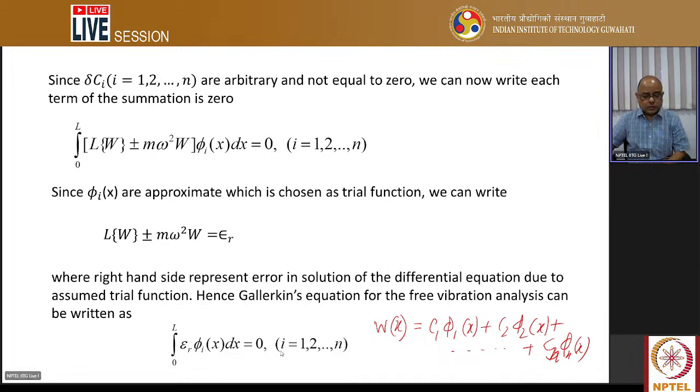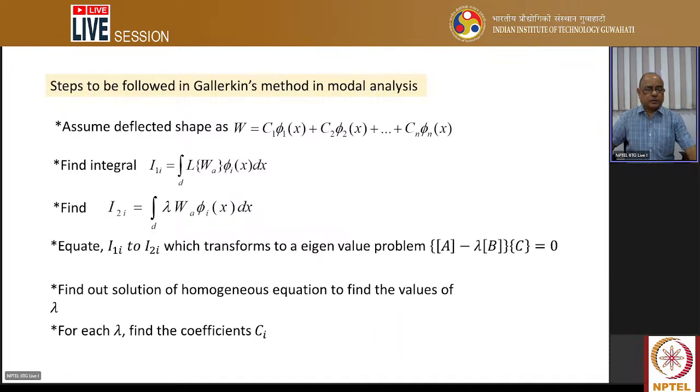So this equation can be written for the n terms that we have selected, and we get n simultaneous linear equations which can be solved to find the unknown coefficients. Then for a non-trivial solution we set the determinant equal to 0 and we get the frequencies. So those are the steps to be followed in the Galerkin method, and it is also illustrated in my videos.